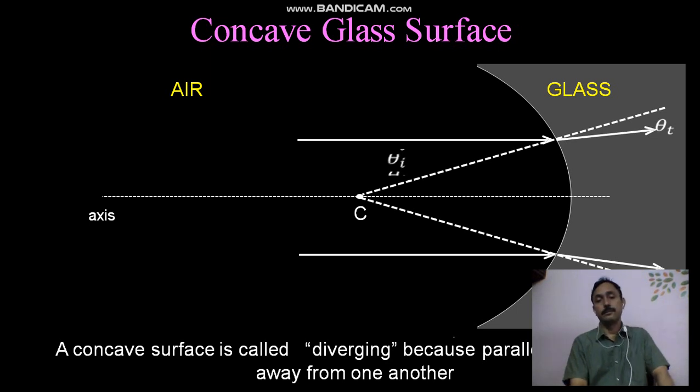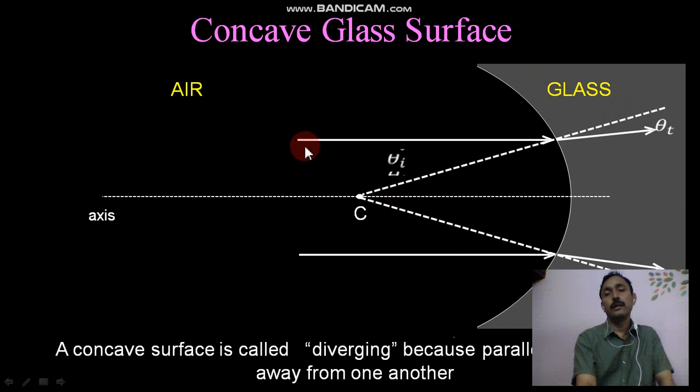Concave glass surface. This is the concave glass surface. Now, if the parallel light is falling, then what will happen? Light is coming from rarer medium to the denser medium. If we draw the normal, then what will happen? Rarer to denser means it moves towards the normal. So theta I is more than theta t.